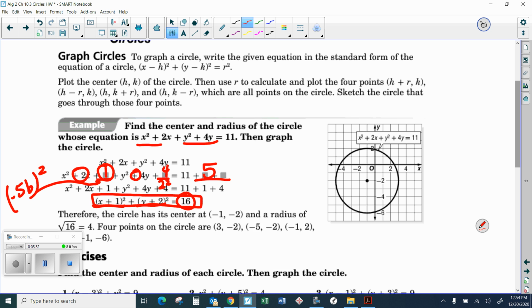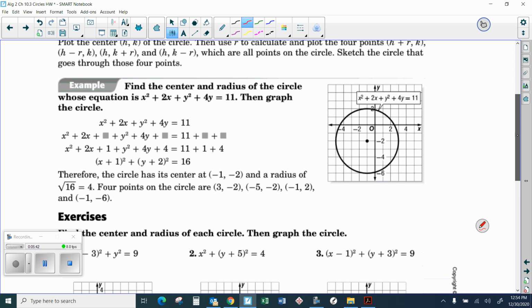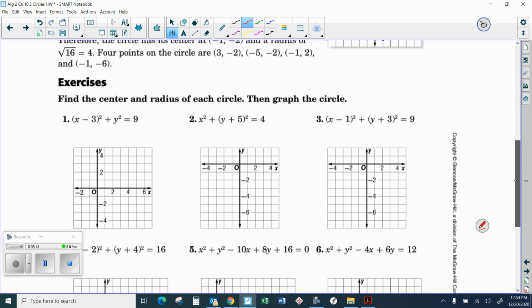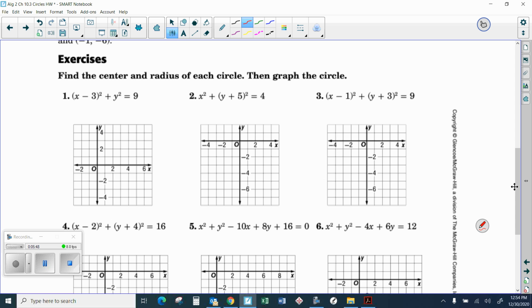You did a ton of that if you were in my class last year. If you need another video on completing the square for the center of a circle, I can always send you that. Find the center and the radius. Obviously, the center is the opposite there, and the radius is the square root right there. Okay, and then you plot those points and graph it. Down here in 5 and 6, you've got to complete the square first and then do it.